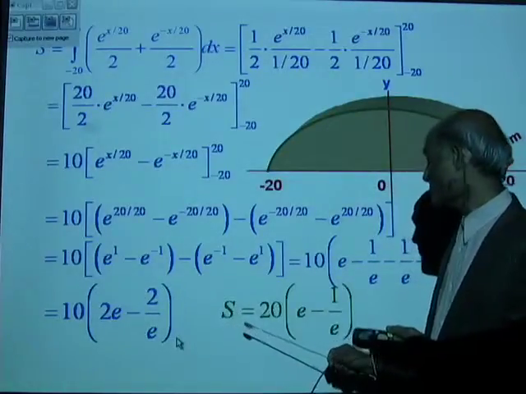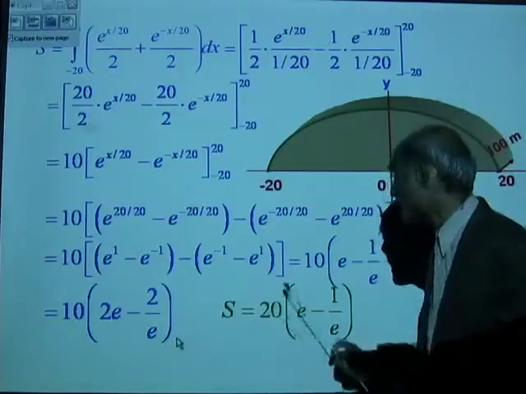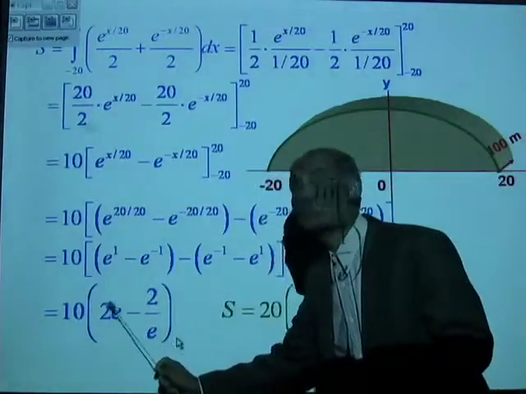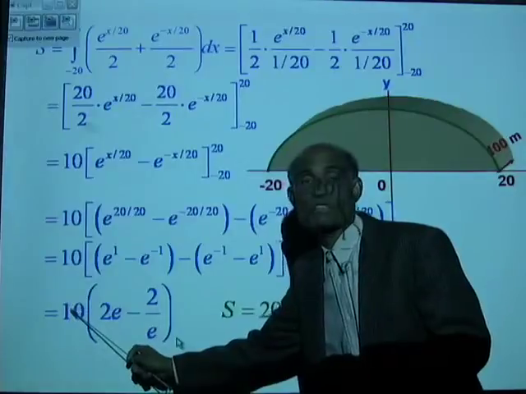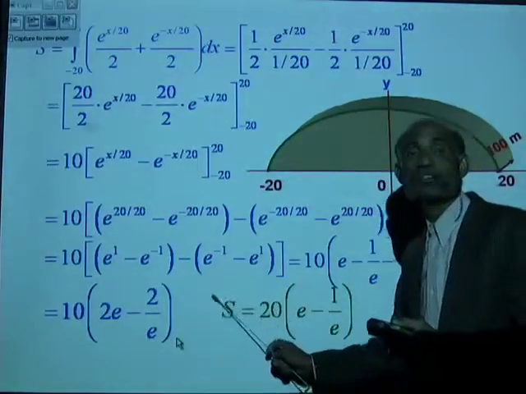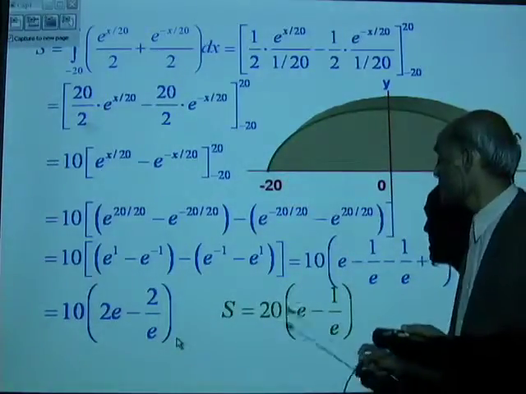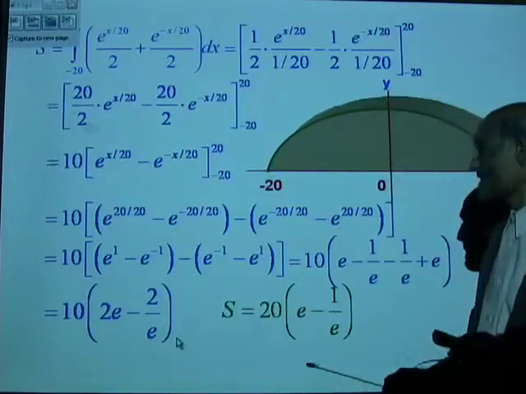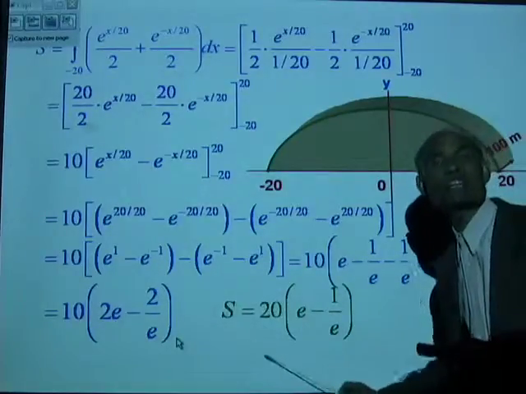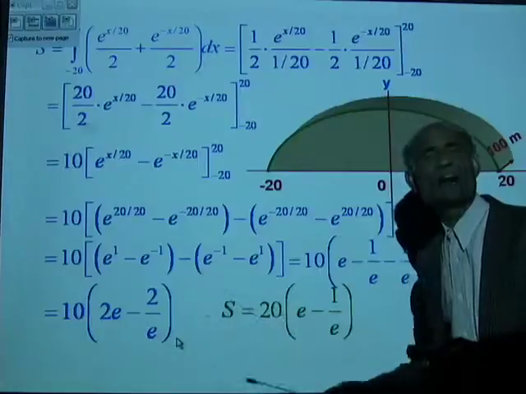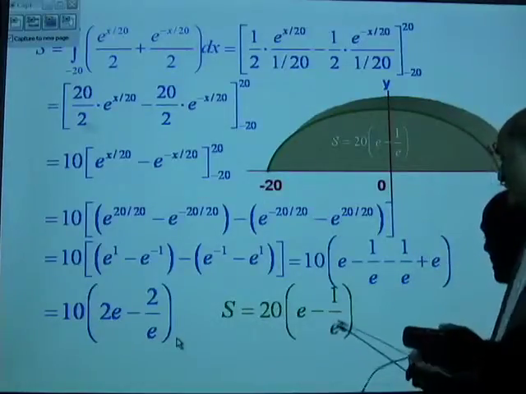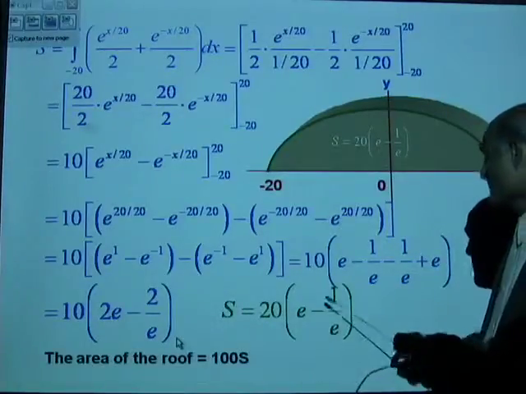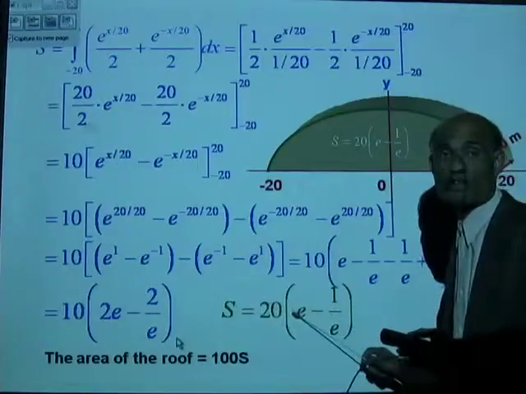And therefore, I can factor out a 2. And that 2 multiplied by 10 will give you 20. So the length of the arc is 20 times e minus 1 over e. This is the exact value. We can maybe find an approximate value for that by putting this on your calculator.